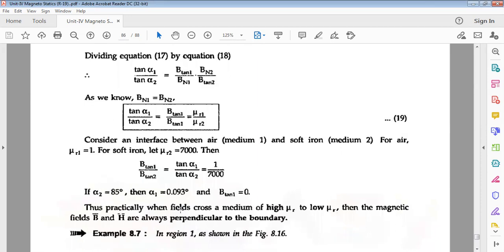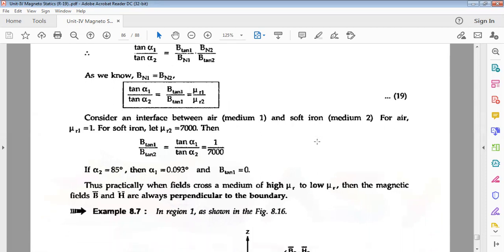Practically, when the field crosses a medium from high permeability mu r to low permeability mu r, the magnetic fields B bar and H bar are always perpendicular to the boundary. For this, we are taking that in terms of alpha 1 and alpha 2. Thus, when fields cross a medium from high permeability to low permeability, the magnetic fields B bar and H bar are always perpendicular to the boundaries.